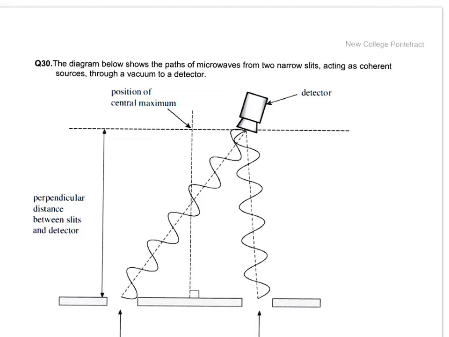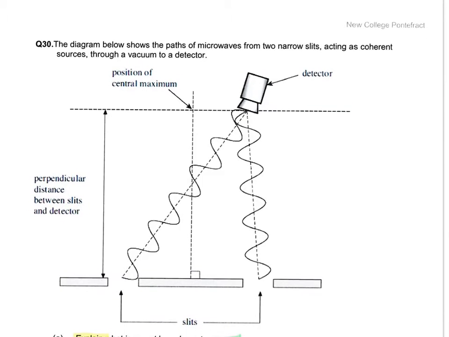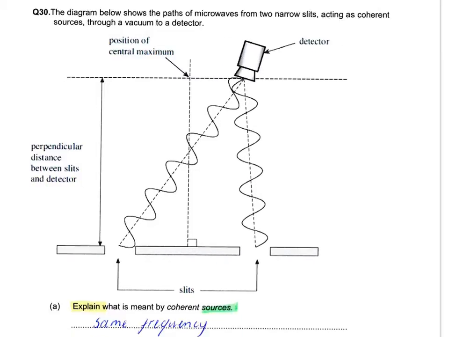So this is the Waves Homework Booklet question 30. We've got this diagram below showing paths of microwaves from two narrow slits acting as coherent sources. So there are the two slits, there and there, through a vacuum to the detector. Obviously we'll be getting waves going out in all directions from those slits, but we're just concentrating on the two directions that head off to the detector.